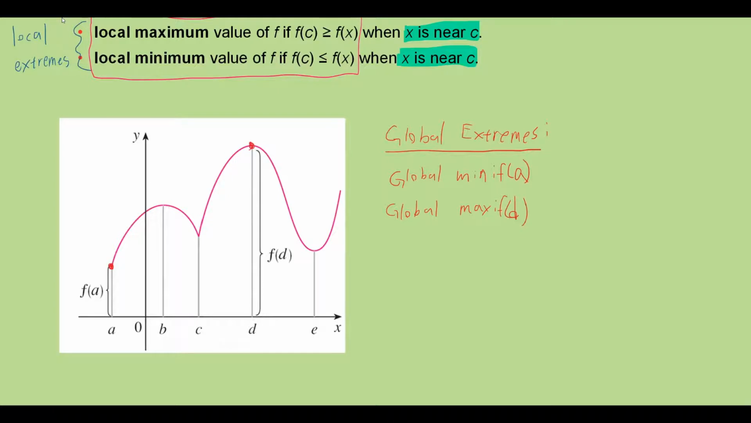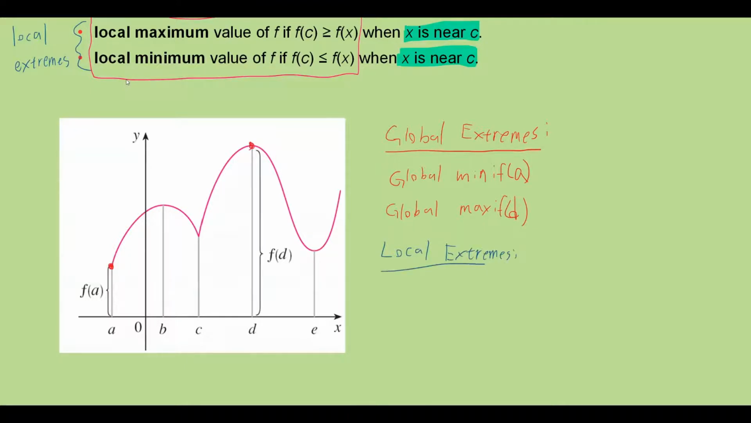A and D are the x values, and f of A and f of D represent the function values. So when we talk about minimum or maximum, doesn't matter if it's global or local, we have to talk about the function value instead of the x value. Okay, now let's talk a little bit about what local extremes are.